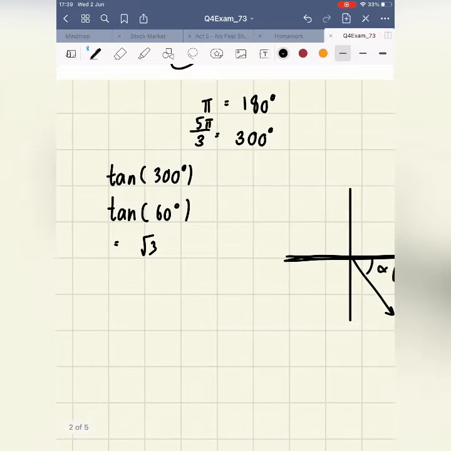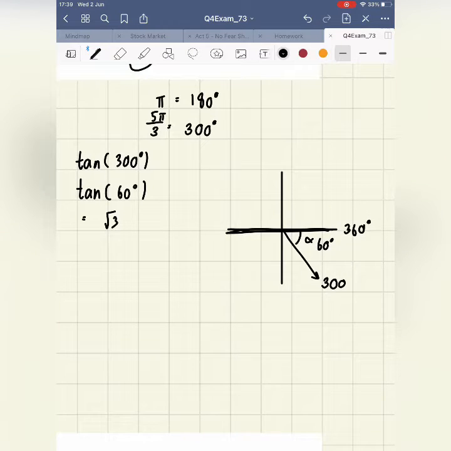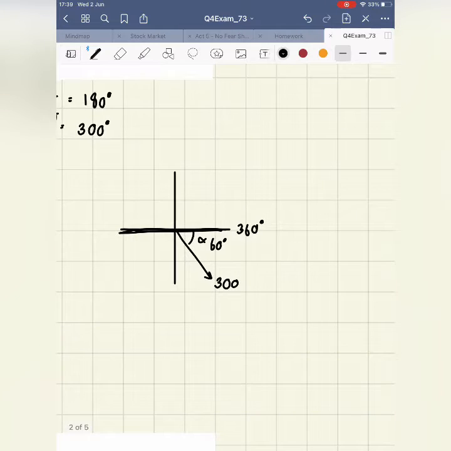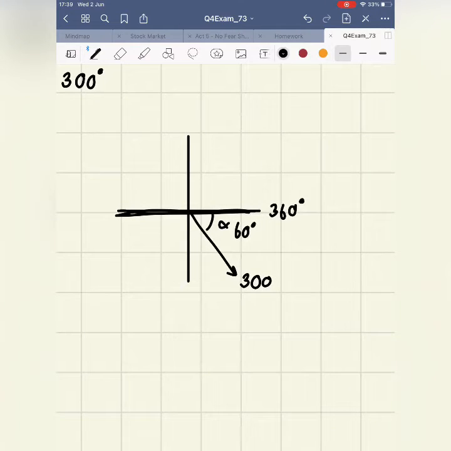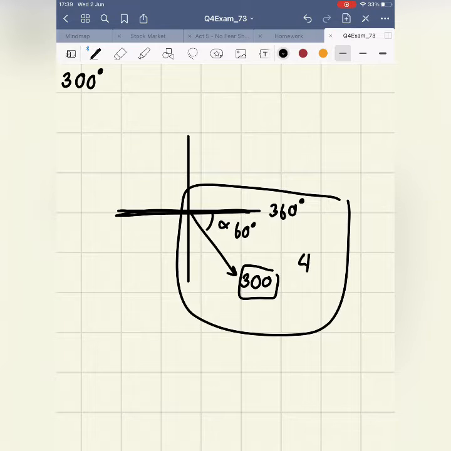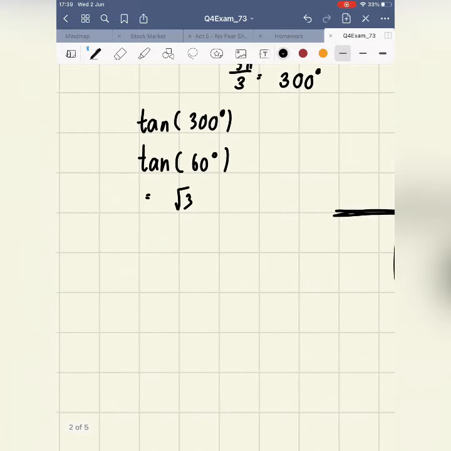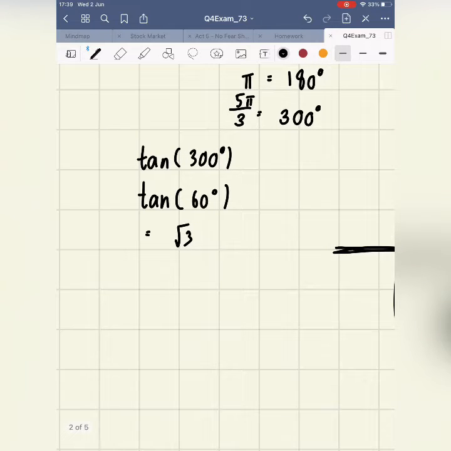But before we finish, we have to make sure that there is no minus sign. We're going to look back here, and we know that 300 degrees is in the fourth quadrant right here. And in this quadrant, the tangent value is going to be negative. So the answer is actually going to be negative root 3.